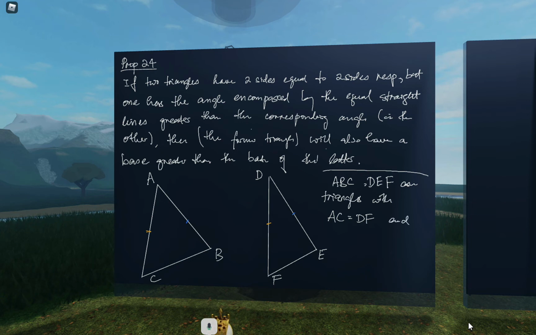And AB is equal to DE, right? And so if the angle BAC, which is this one here, if angle BAC is greater than angle EDF, we want that top angle there, EDF, then the base BC is greater than FE.